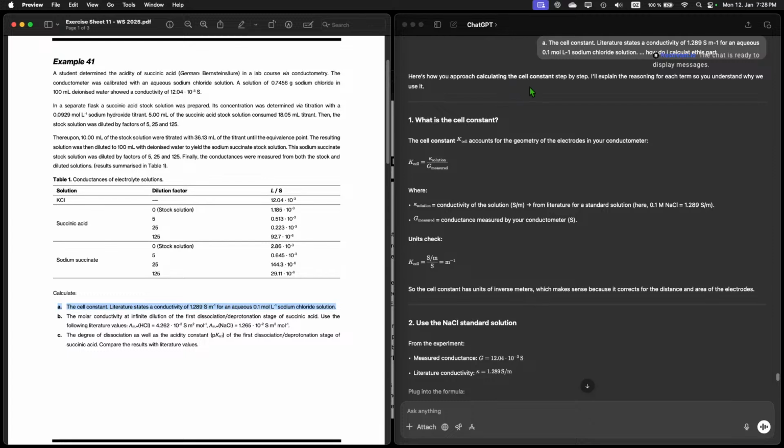Here's how you approach calculating the cell constant. What is the cell constant? The cell constant accounts for the geometry of the electrode in your conductometer, where K cell equals K solution divided by G measured. K solution is the conductivity of the solution from literature for a standard solution, here 0.1 mole. I don't know if it's 0.1. Okay, you know what? Let me search that up.